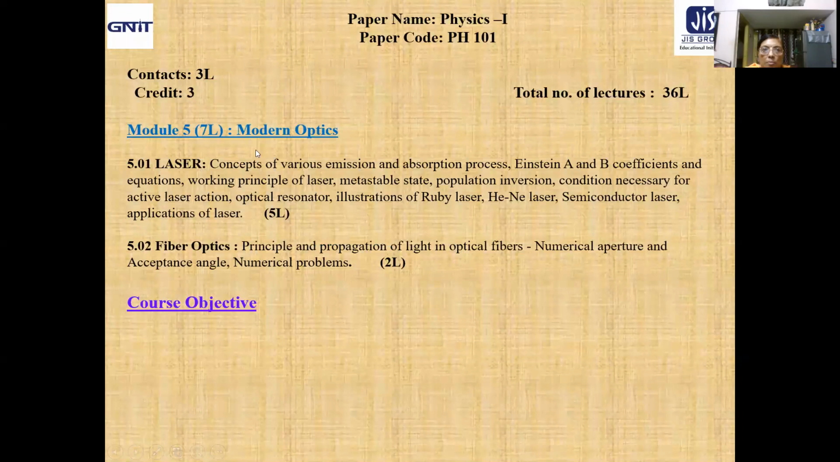Now, this is included as module 5 in our physics course, first year. That is, the paper name is Physics 1, the paper code is PH101. Its credit is 3, with 3 lecture hours per week, and the total number of lectures allocated is 36. Modern optics is included here as module 5, where we have a total of 7 lectures.